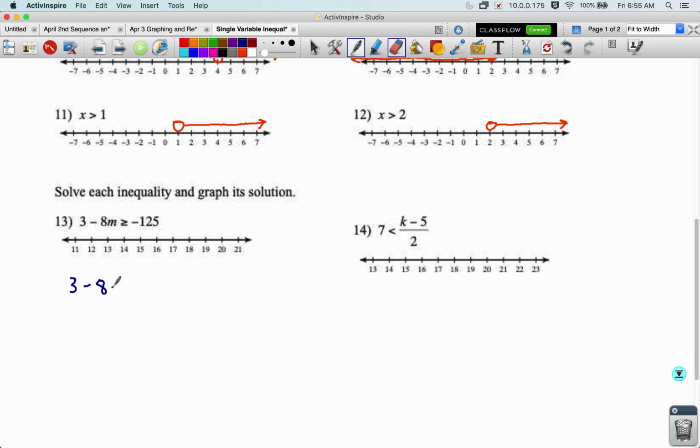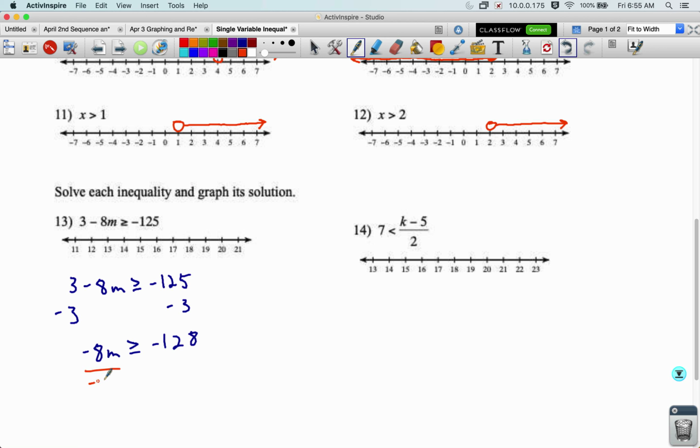3 minus 8m is greater than or equal to negative 125. I want to isolate m, so that means I want to move the constant to the other side. That means subtract 3 from both sides. And so I get negative 8m is greater than or equal to negative 128. I subtracted, but that's not my signal to flip the inequality. It's whenever I divide or multiply by a negative.